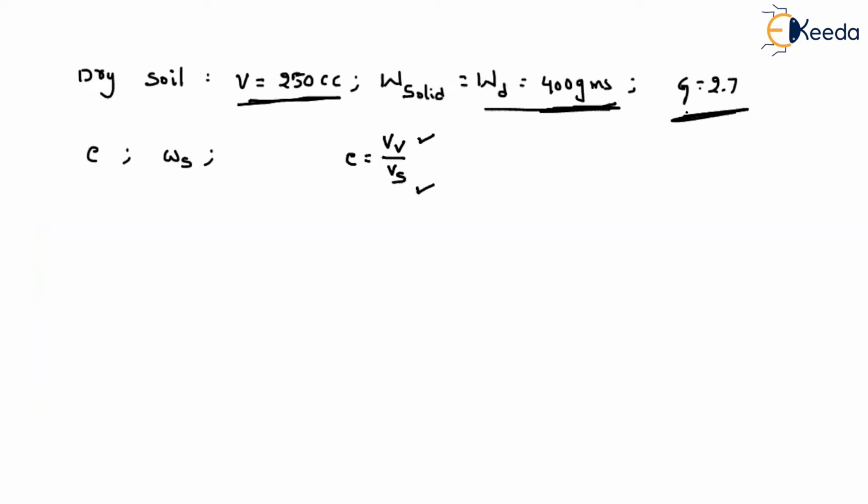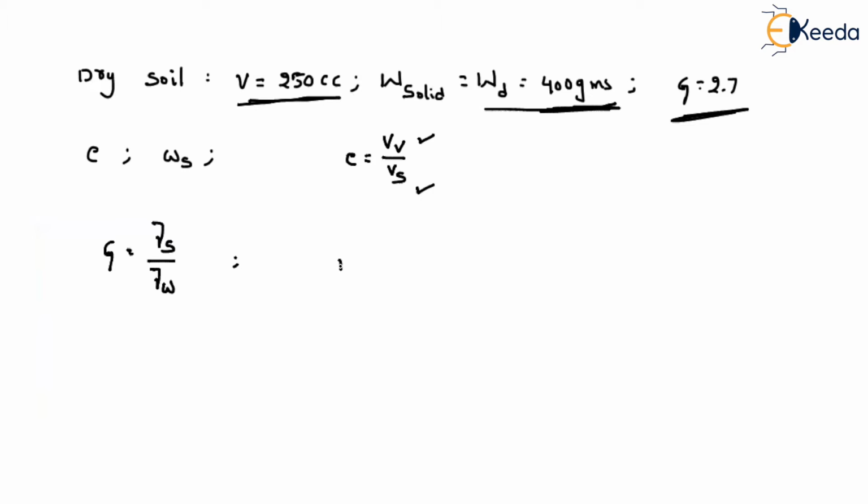Let us say, what is meant by G? G is nothing but, if you remember, the weight density of the solid particles divided by the weight density of the water. And from this I can say that we don't know the weight density of solid particles. Why? Because we don't know the volume of the solids. Then how can I find it out? If you remember, there is a relationship between G and gamma D.